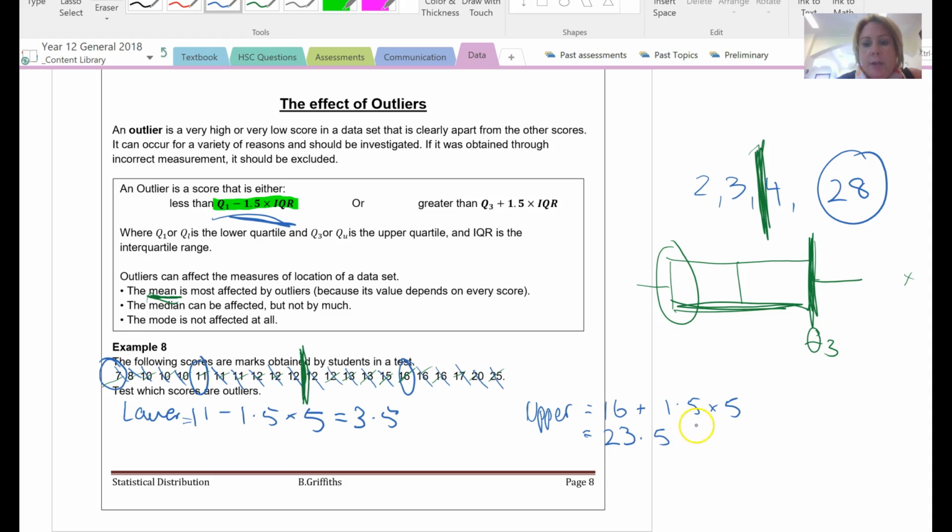I still have to check the top end, so I've put some numbers into this formula. Quartile 3 is 16 plus 1.5 times 5, and I get 23.5. Now, because 25 is bigger than that, that means it's an outlier.